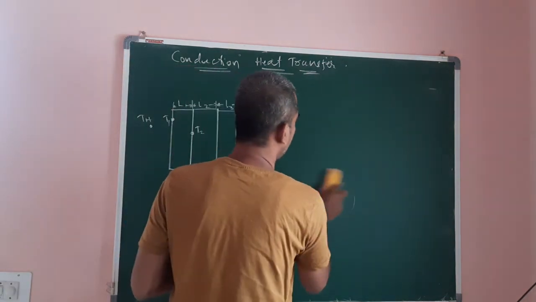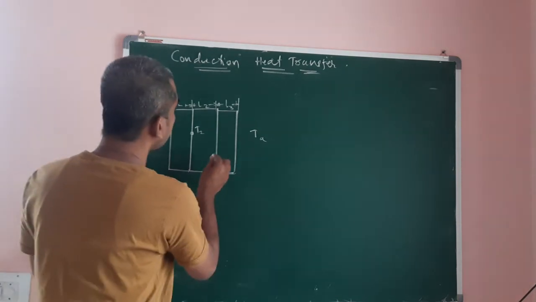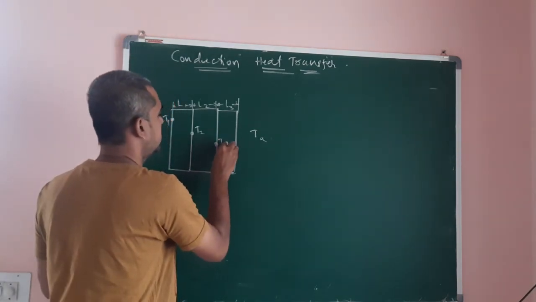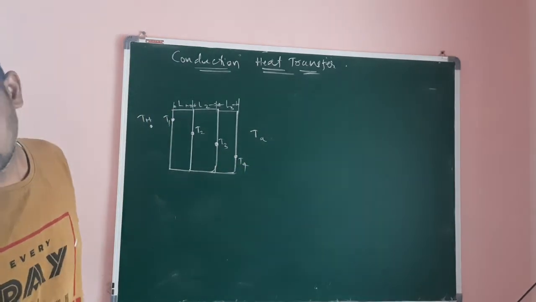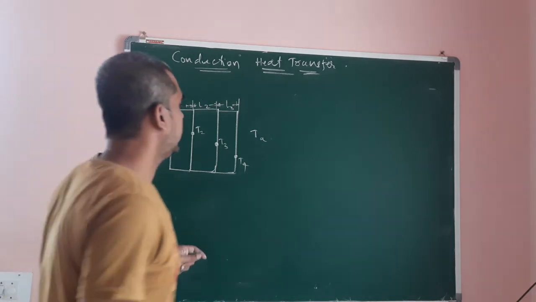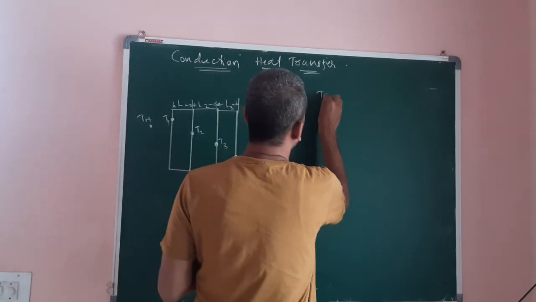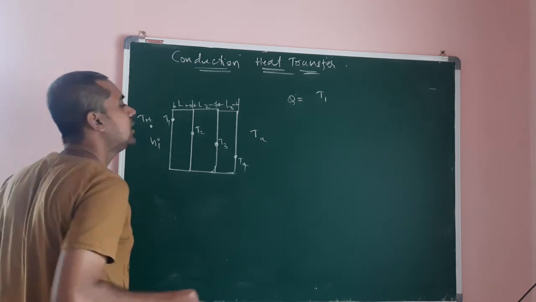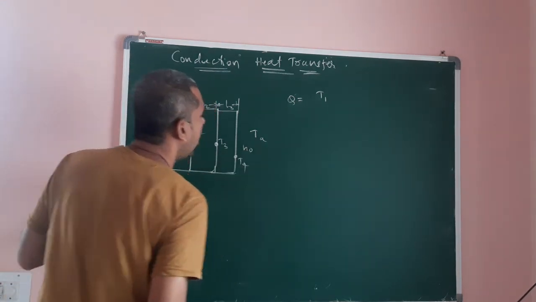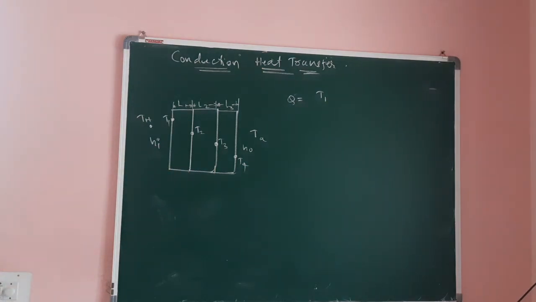Now we will discuss only the overall heat transfer coefficient. Suppose the temperature here is T3 and the temperature here is T4. These are the 4 temperatures. Now if you want to write Q, how will you write? Q is equal to TH, and I will write its electrical analog here. HI is the internal heat transfer coefficient, the heat transfer coefficient inside, and H0 is the heat transfer coefficient outside.